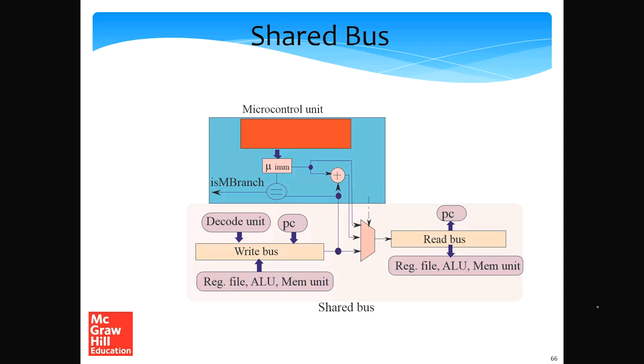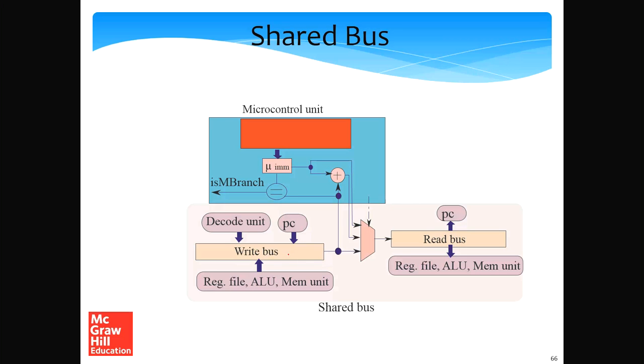So the way that we design the shared bus is that we actually have two buses, a write bus. A write bus is a set of copper wires where all the micro registers that can write to it are connected. So all the decode registers like IR and RS1, RS2, RD, and the PC register, they're all connected to the write bus. Similarly, all the register file, ALU and mem unit micro registers are also connected to the write bus. So all of them dump their values to the write bus.